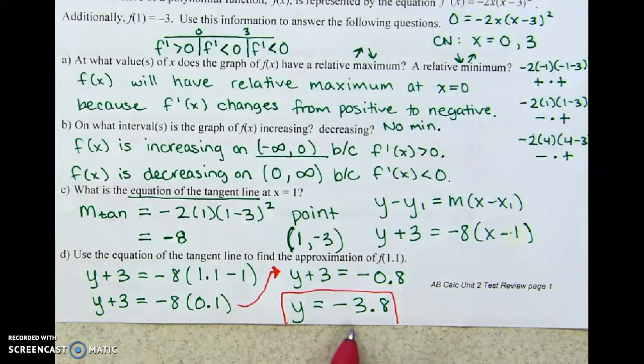Okay, what is this called? What is that number called? This is called the approximation, tangent line approximation.